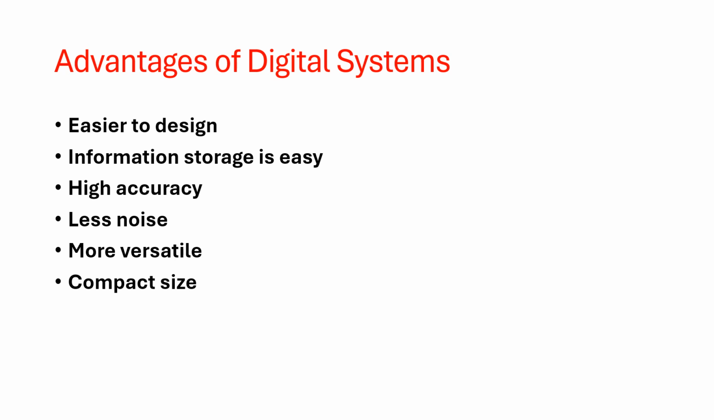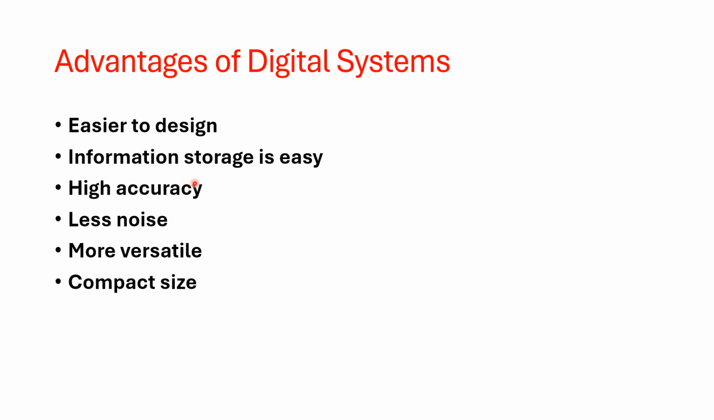These are the advantages of digital systems. The main advantage is it is easier to design, because adding modules is very easy. Putting in more hardware and programming is very easy. So when compared with analog circuits, digital circuits are easier to design. Information storage is also easy. The best example is your USB, where memories are used for storage.